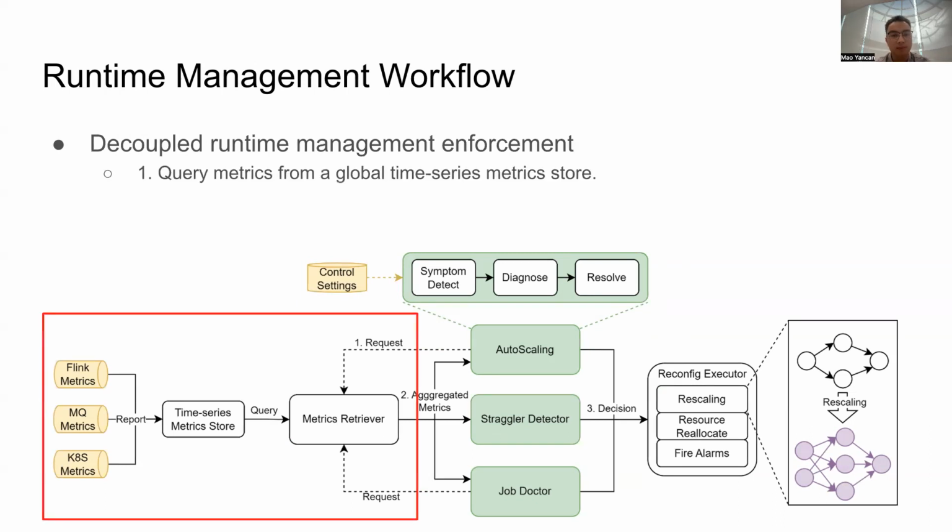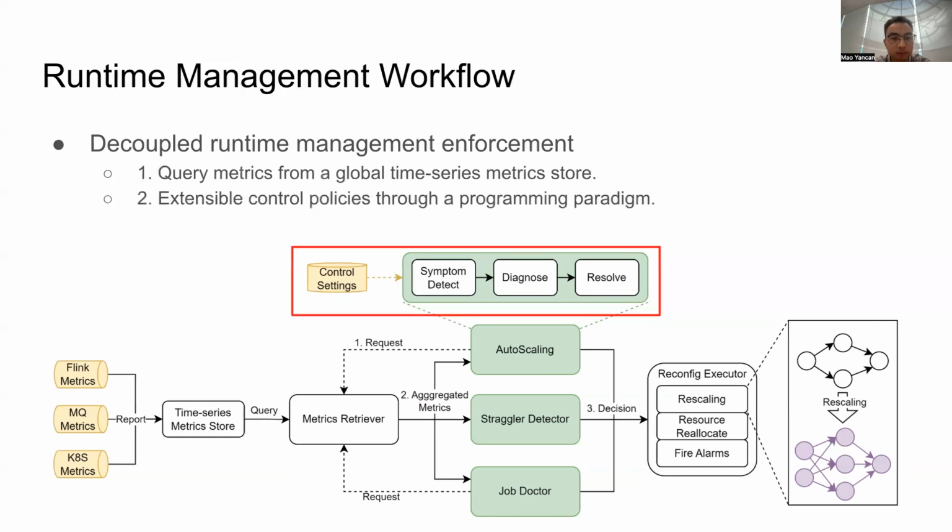First, the metrics management relies on a stable time series metrics store service in ByteDance. Streaming job related metrics will be reported to the store periodically, and the metrics retriever in the control plane can query subsets of metrics according to different control policies.